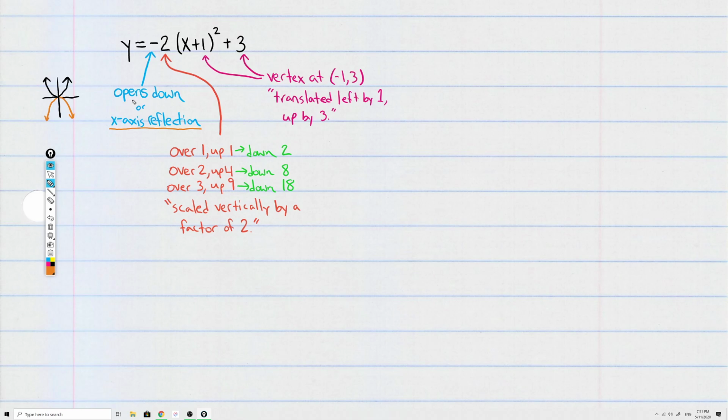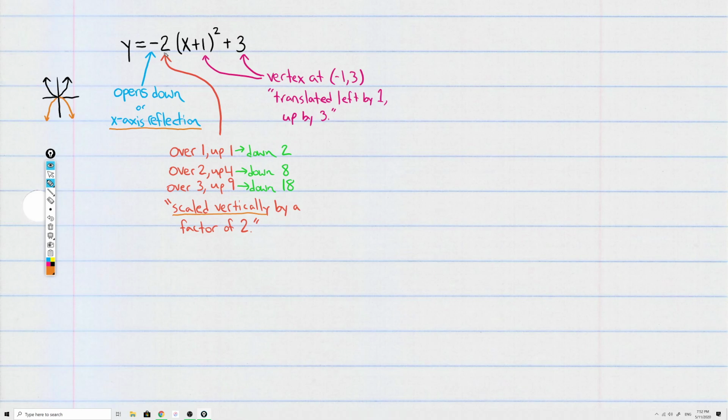So in class, I think we normally use the word opens downward. Khan Academy is going to call that an x-axis reflection. And then the second word that's a little bit new is scaled vertically. So this example starts with a -2.